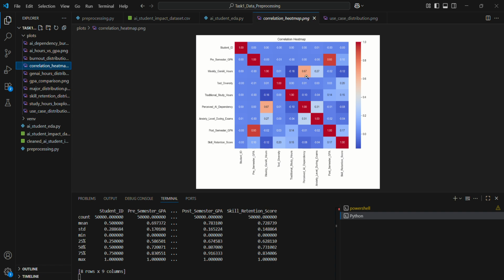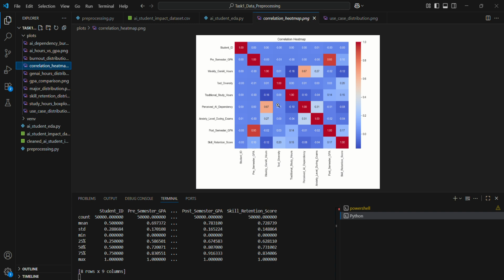But we have this negative value here, minus 0.16, meaning if traditional study hours are less, then it indicates that weekly Gen AI hours were high. So these are inversely related.